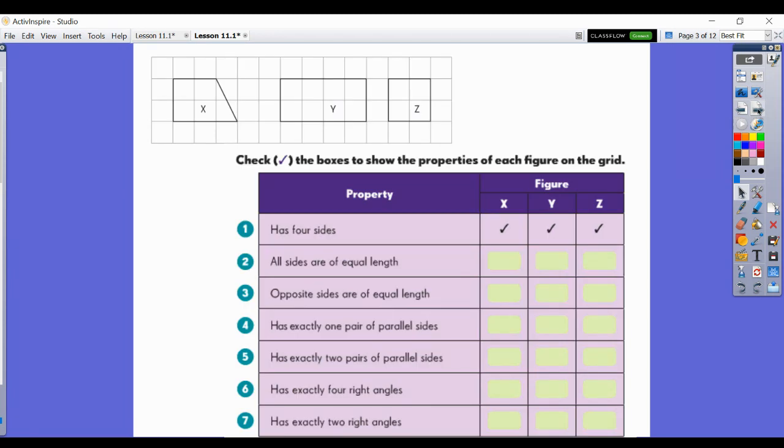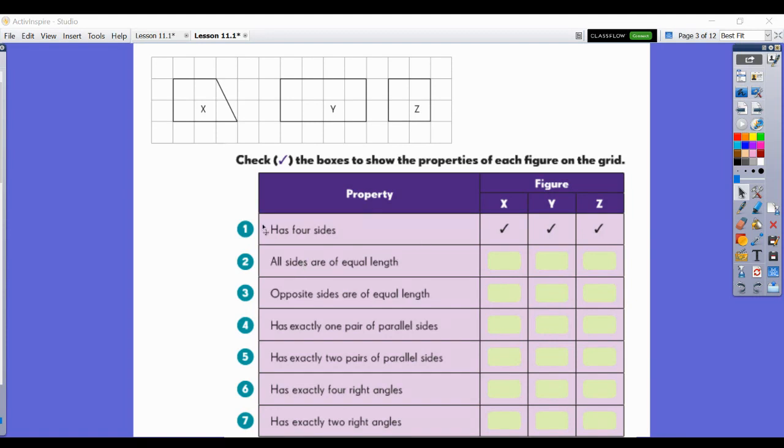Let's continue on. At this point, I'm going to ask that you take out your student book, and I would like you to turn to your student book page 131 to complete the guided practice. So you will notice that I have 3 figures here, figure X, figure Y, and figure Z. These are the 3 figures in the grid right here. I have here 7 questions addressing the properties of each figure on the grid.